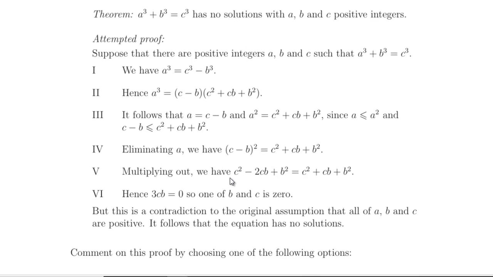Well, okay, where's the first mistake? Well, 1 seems fine. Don't think we've got any problems there. Hence a cubed equals all of that. Yeah, that's just factorising it, so we haven't got a problem there. It follows that a equals c minus b and a squared equals that, since a is less than that. Right, that's a much more involved step.